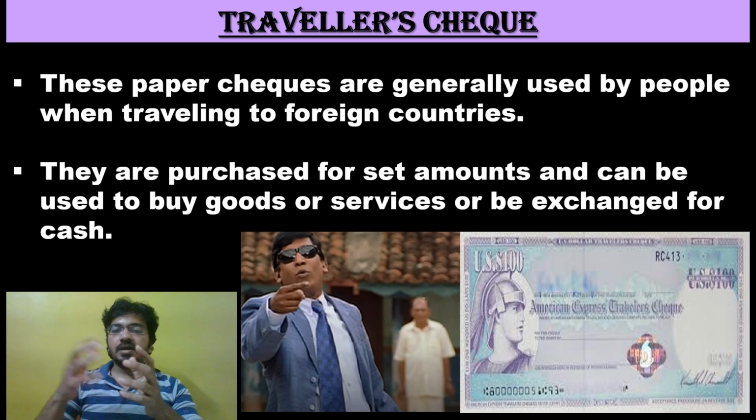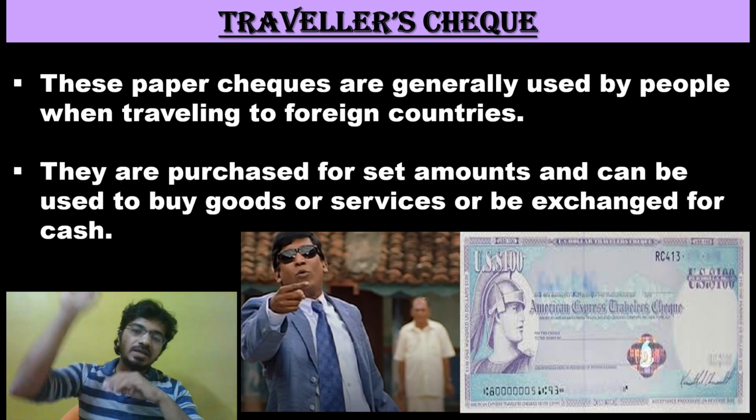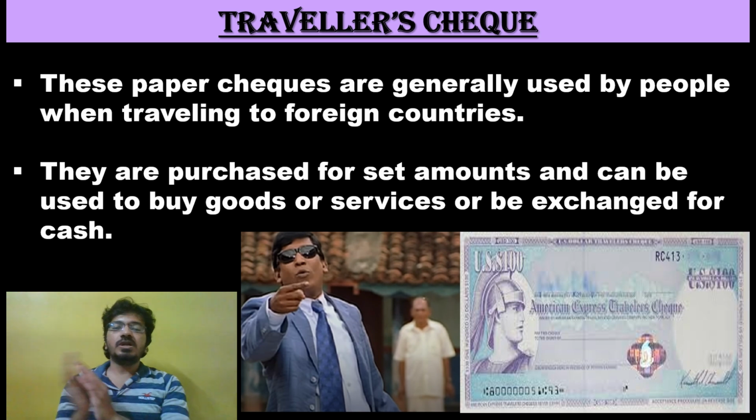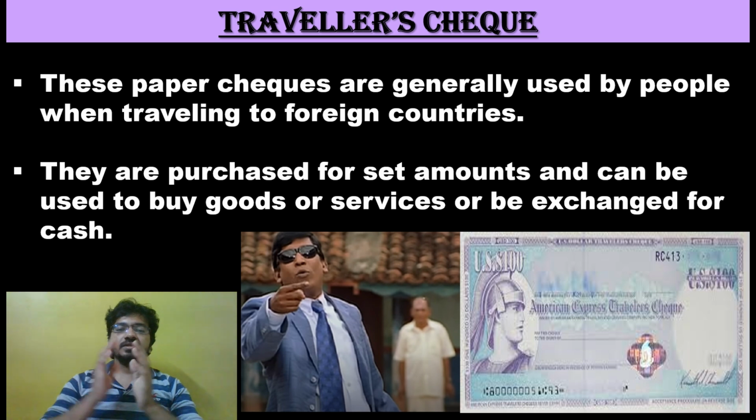So here, instead of exchanging the rupees for dollars, he can buy some traveler's checks. This will act as a substitute for the US dollar in that country. Suppose you want to buy some commodity in the US for $1, you can give this traveler's check, which is equivalent to $1 in the US. It will differ from country to country. You can see in every country there are some traveler's checks available.